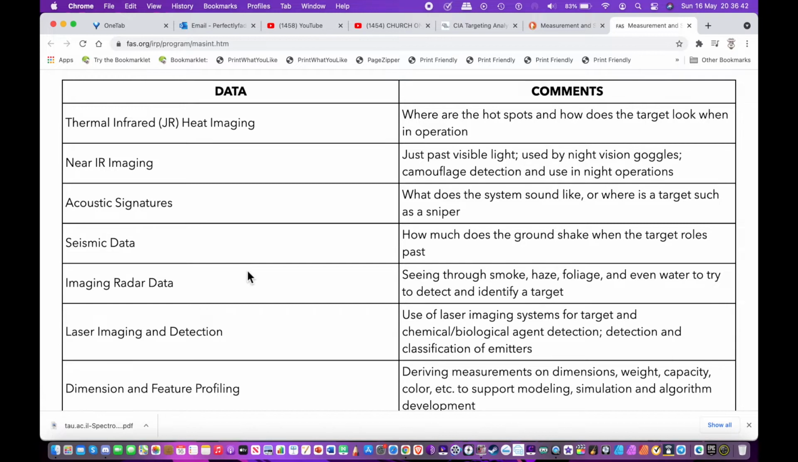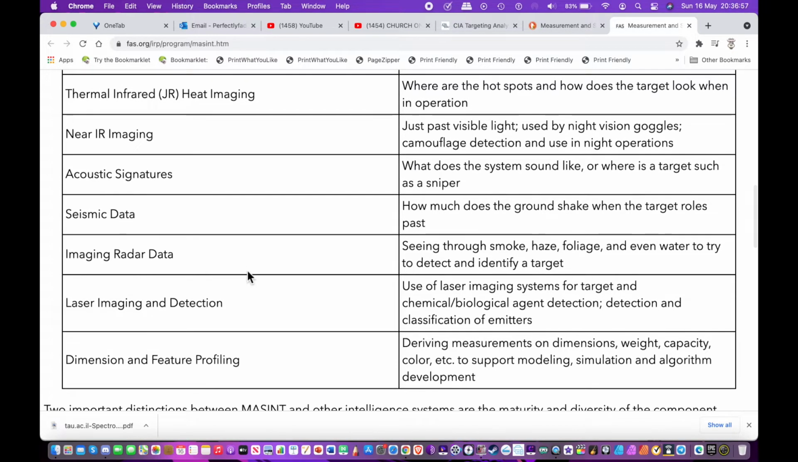Acoustic signatures: what does the system sound like, or where is a target such as a sniper? Okay, I'm getting it a little bit more now.